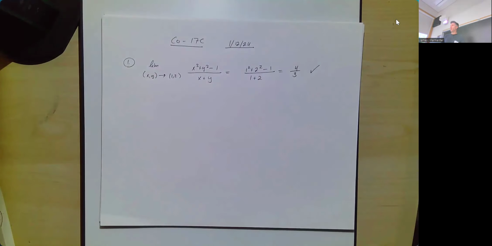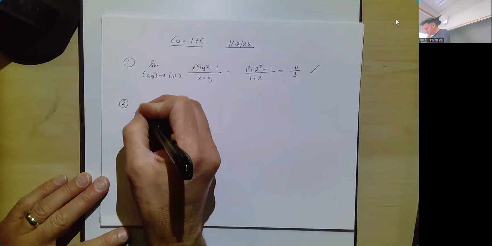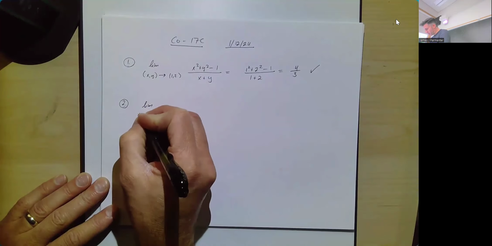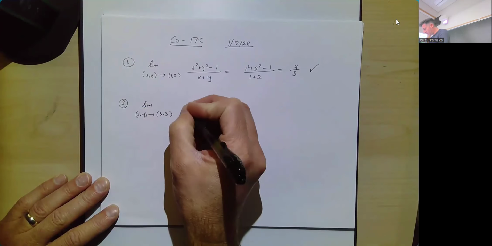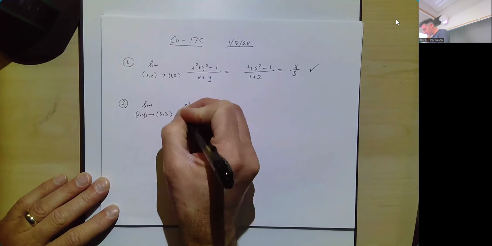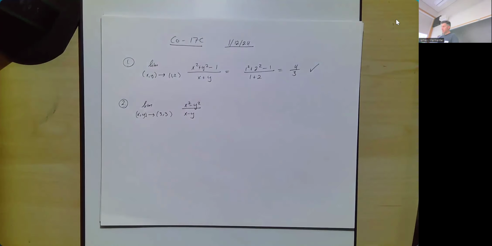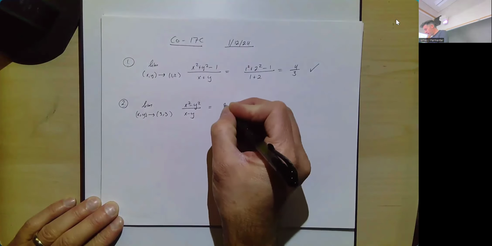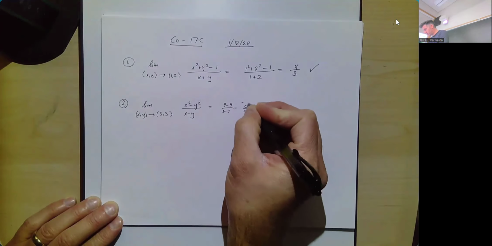Much of the time, you're going to end up getting a division by 0 situation, which is fairly typical. So let's look at some examples that are a little more typical, like the limit as (x, y) approaches (3, 3) of (x squared minus y squared) over (x minus y). In this case, if we try plugging it in, we get 9 minus 9 over 3 minus 3, which is 0 over 0.